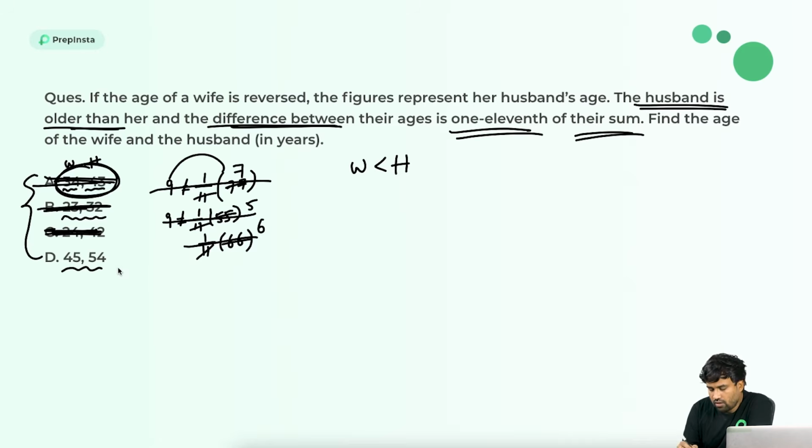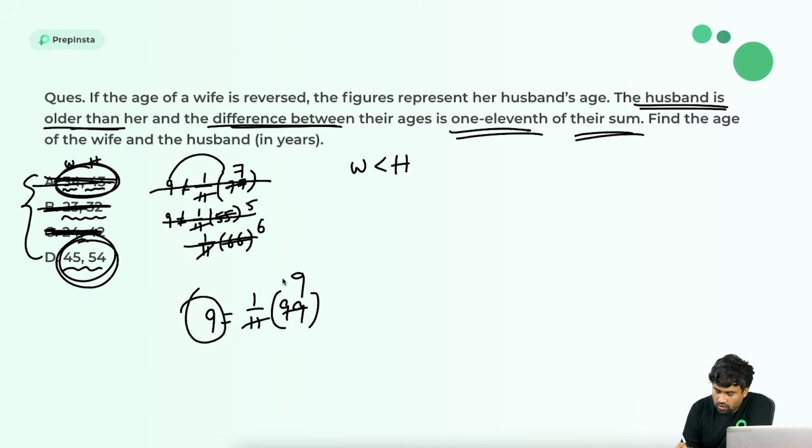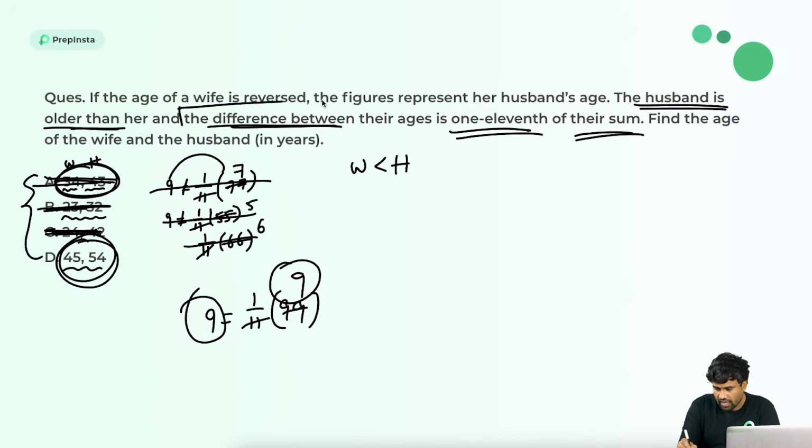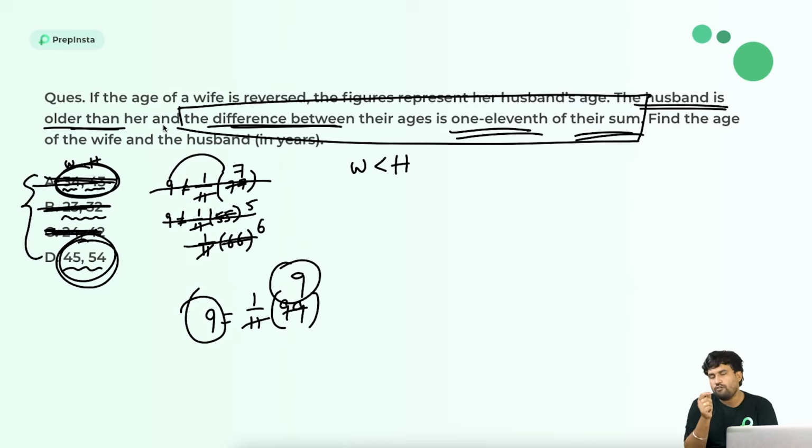Look at the last option. 45 and 54, difference is 9. And the sum of these two numbers is 99, so 11 will cancel this 9 times. So the difference between their ages is equal to 1/11 of the sum of the ages. The statement they have provided is satisfied by only one option. So option D is your answer.